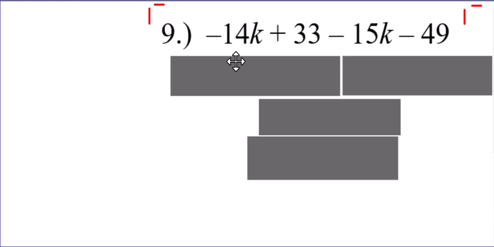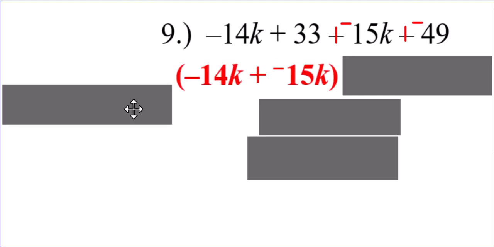Problem number 9. Make subtraction adding the opposite here, because if you don't do that and you try to switch the order, you're going to mess up. And you're going to end up thinking you have a positive 15k when you don't. It's another negative 15k, just like there's a negative 14k. Make sure you make subtraction adding the opposite before you start to switch the order.